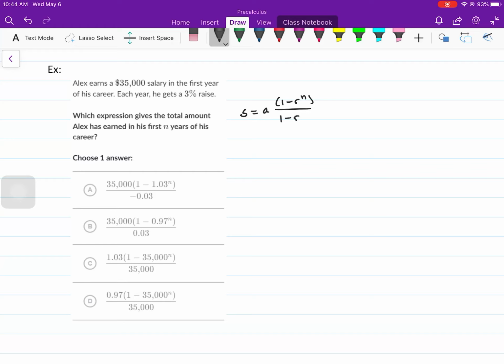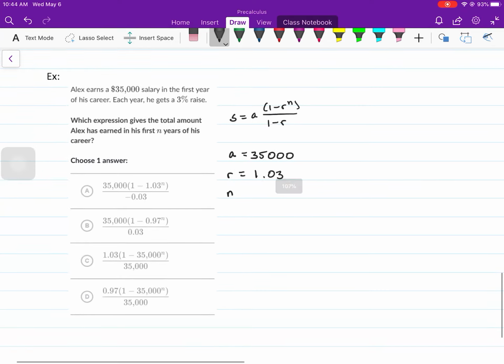So right here, Alex earns $35,000 salary in his first year. So that's A, because that's the first year. That's that initial value. And then from there, each year he gets a 3% raise. So r is going to be 0.03. Actually, it's going to be 1.03. We'll explain that right now. And then which expression gives the total amount Alex has earned in the first n years? So we're just going to leave it as n for this one.